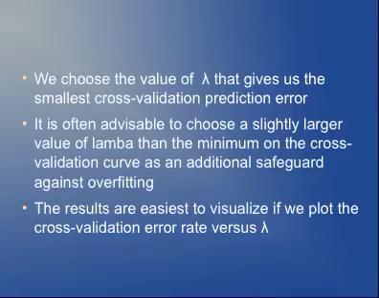Plus, just playing around on simulated data sets where we know the correct answer, it seems that if you go one standard error beyond the minimum value of lambda, more often than not that gives you closer to the quote-unquote true answer than if you take the minimum. I don't really understand why, but that seems to be the case.